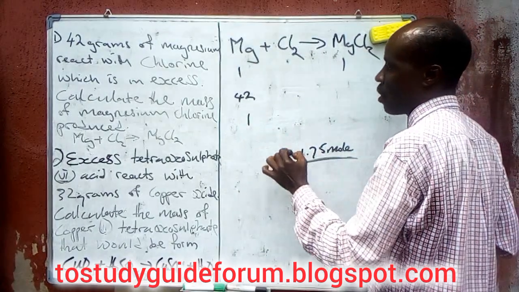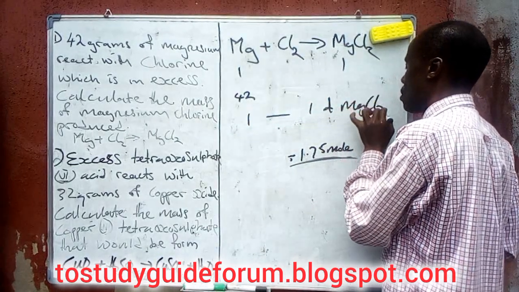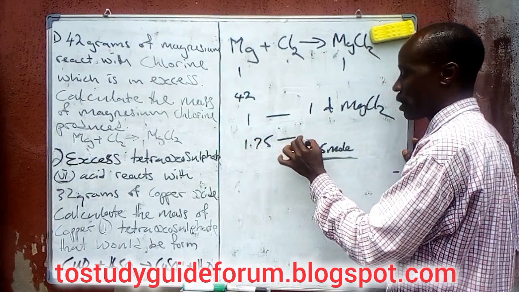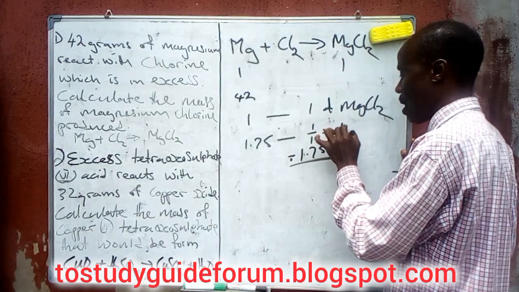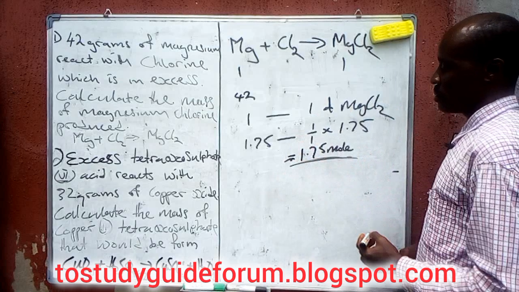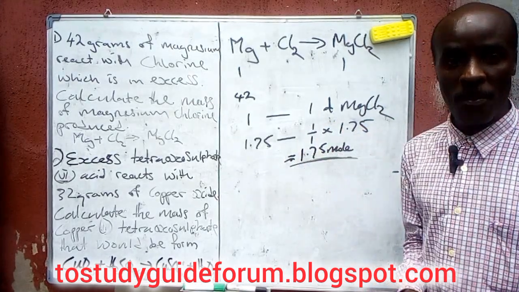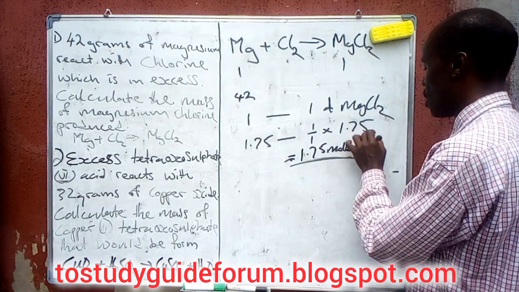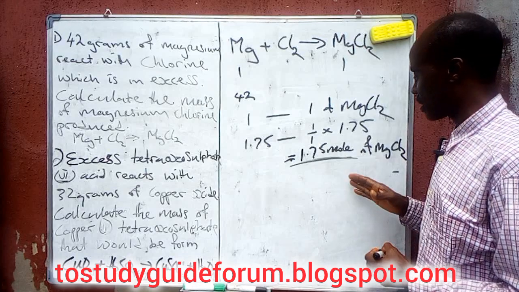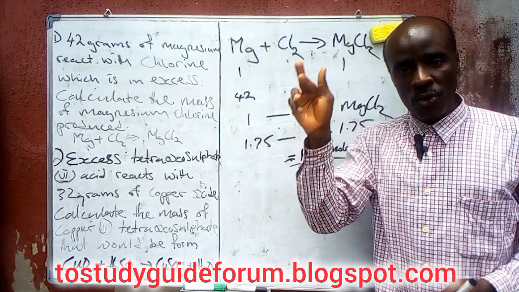Since we know that 1 mole of magnesium will give us 1 mole of magnesium chloride, 1.75 mole will give us 1 over 1 times 1.75. That will give us the same thing. Do you understand? 1 multiplied by 1.75 gives the same thing, which is 1.75 moles of magnesium chloride. So now we have been able to know the number of moles of magnesium chloride that will be produced.